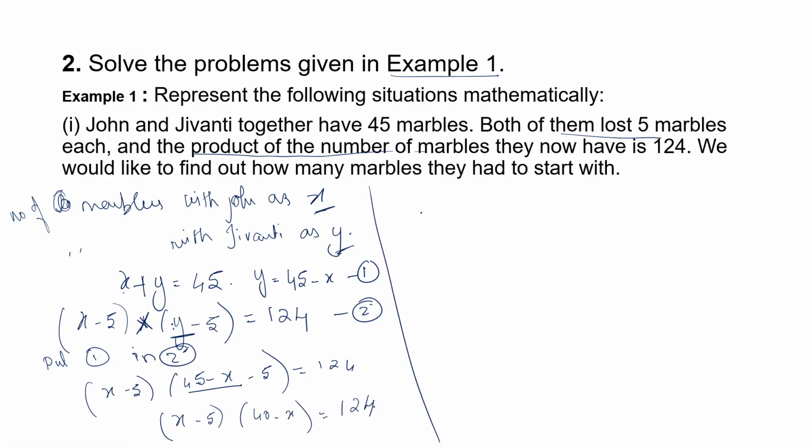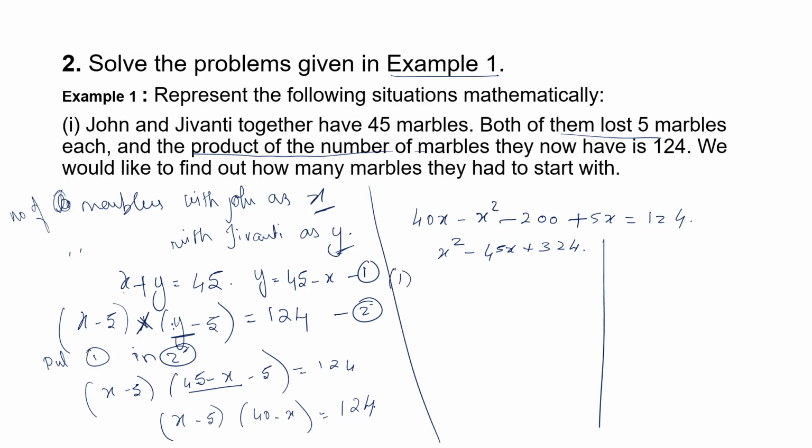So now multiply these things. 40x minus x square minus 200 plus 5x equal to 124. On solving all this, you will get x square minus 45x plus 324. Now you have to go with your method. So what is the method? First one, a into c. Okay, a is 1, c is 324.